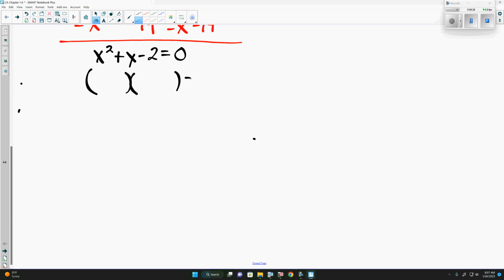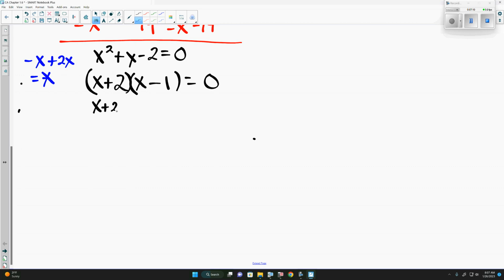Now, if we factored, we do our 2 sets of parentheses with 3 spaces. Since the third term is negative, our signs are going to be opposite. The factors of x squared are x and x. And the factors of 2 are 1 and 2. And which one would be positive? The 2, because if we check this here, x times negative 1 would be negative x. Positive 2 times positive x would be plus 2x, which would give us a positive x, which we wanted. So our 2 solutions are x plus 2 and x minus 1.